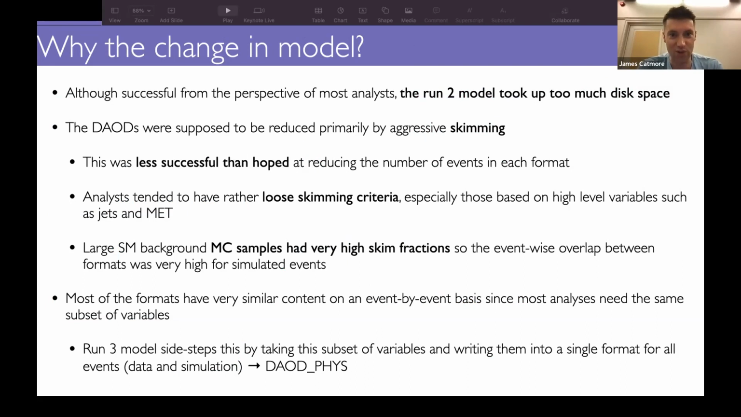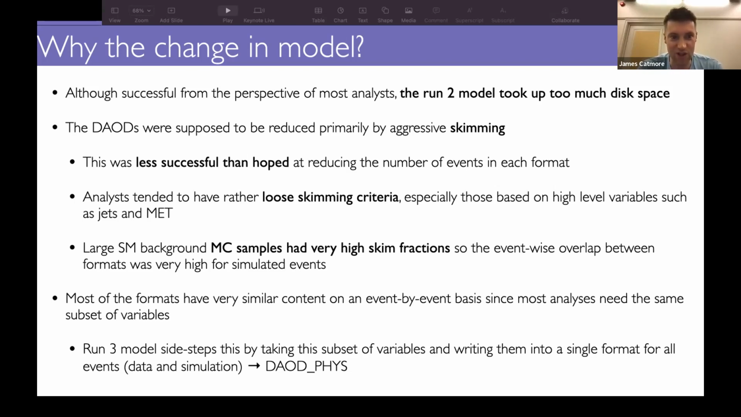So I'll say a bit more about these formats individually in a second, but I'll first of all explain why we changed from this many-DAODs model to having far fewer. The basic reason for this is that the run 2 model took up too much disk space. The DAODs were supposed to be primarily reduced by aggressive skimming, but this was a lot less successful than hoped, because the skimming tended to be looser than we might have hoped, because there was some uncertainty about whether one could afford to skim more tightly, particularly those based on high-level variables.